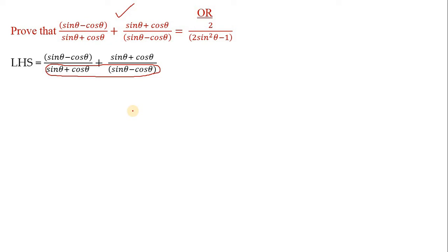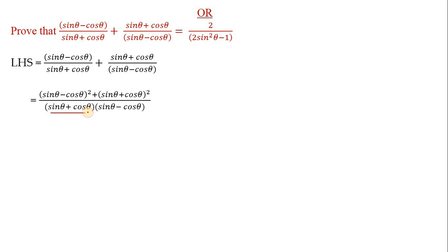So multiply the denominators. If we multiply the denominators, we'll get sin theta plus cos theta, this into this. And now do the cross multiplication. The same thing is present here, sin theta minus cos theta, hence we'll get sin theta minus cos theta whole square. Similarly here, we have sin theta plus cos theta, the same thing is present here, so we'll get sin theta plus cos theta whole square.